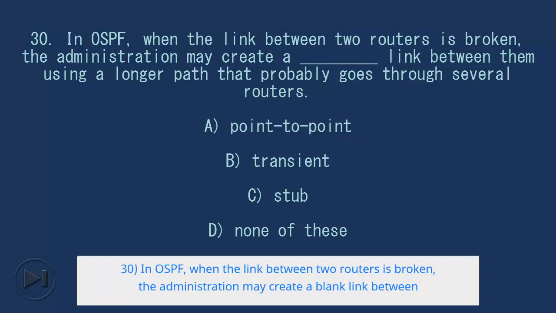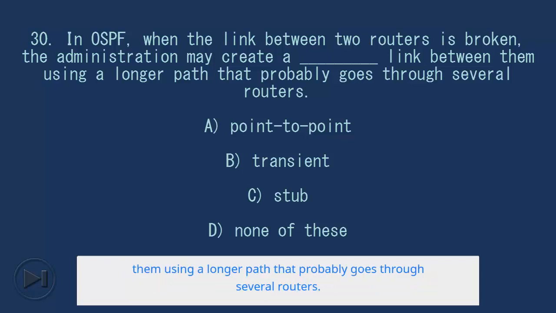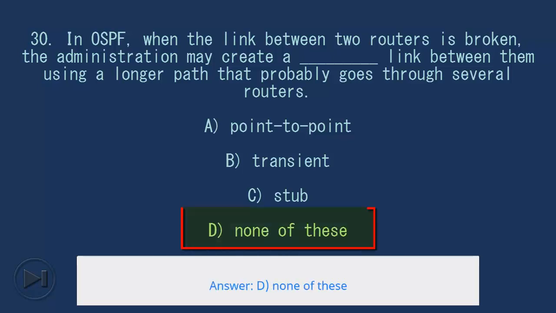30. In OSPF, when the link between two routers is broken, the administration may create a blank link between them using a longer path that probably goes through several routers. A. Point-to-point. B. Transient. C. Stub. D. None of these. Answer, D. None of these.